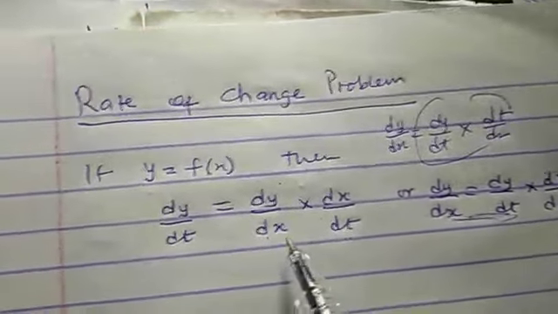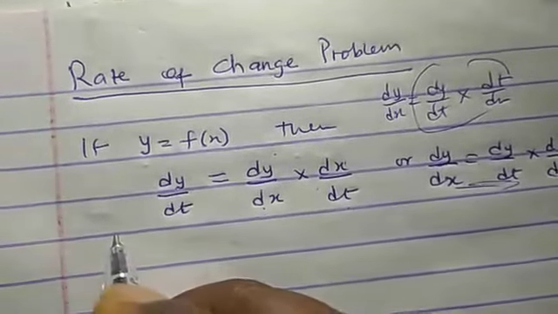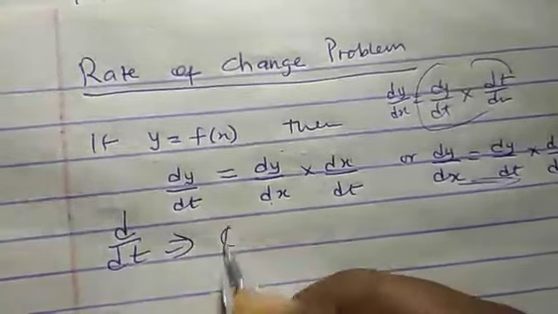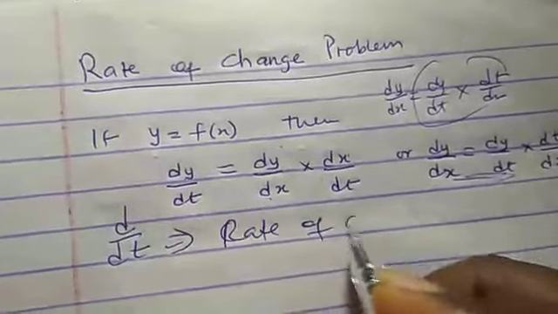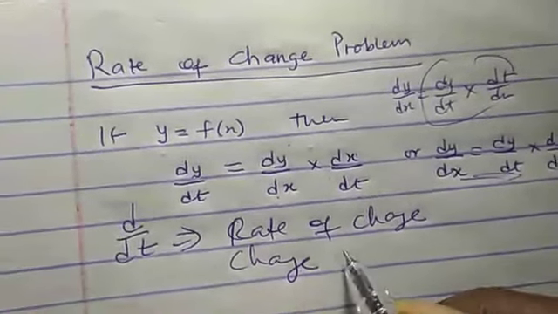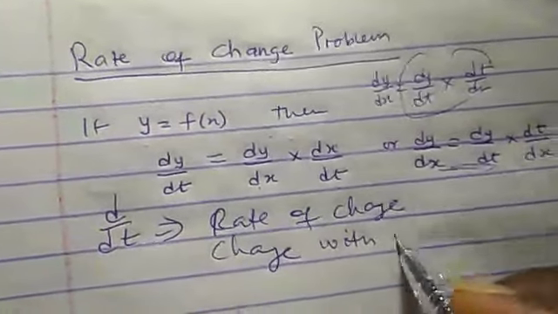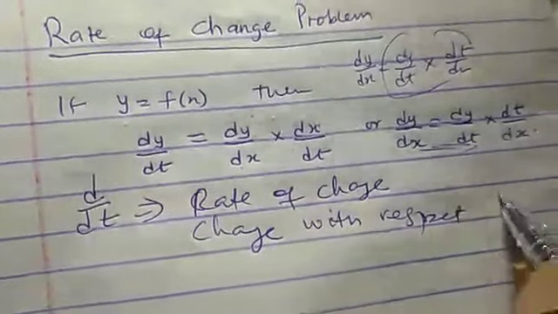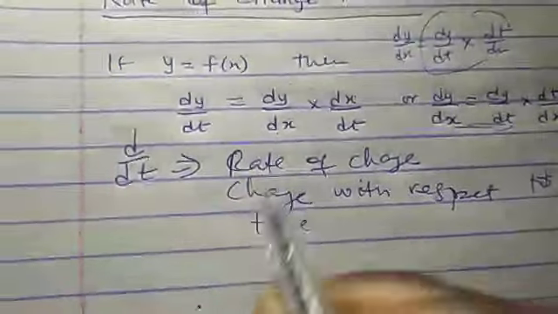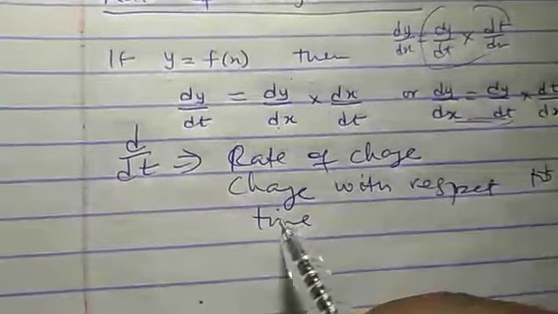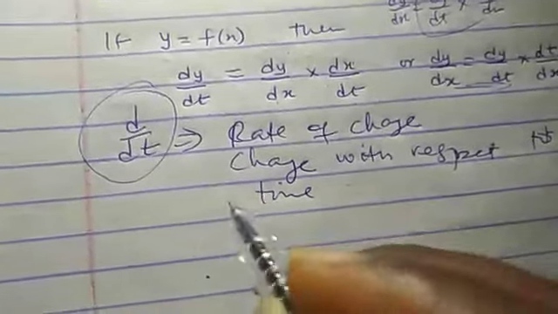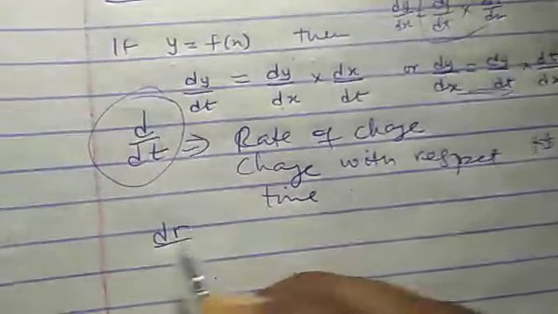Now, if they say that rate of change simply means d dt. d dt means rate of change, or we can say that rate of change simply means change with respect to time. Either we say rate of change or change with respect to time. That is the meaning. So if I say that rate of change of radius, I simply mean dr dt.